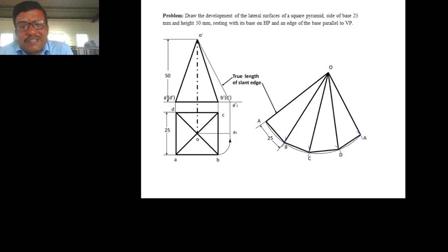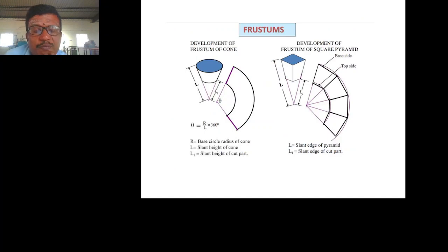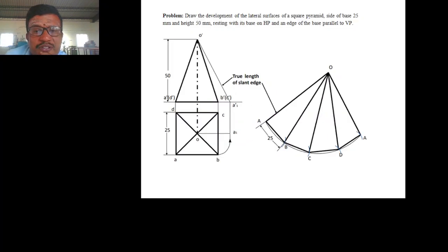So now we have to construct the development surface of the pyramid. First take the point O, then draw a line OA. The length should be equal to the true length of the slant edge. So the true length of the slant edge will be O dash A dash. So measure the length of O dash A dash and draw the same length. From that, take the formula, the same formula, theta is equal to R by L into 360.